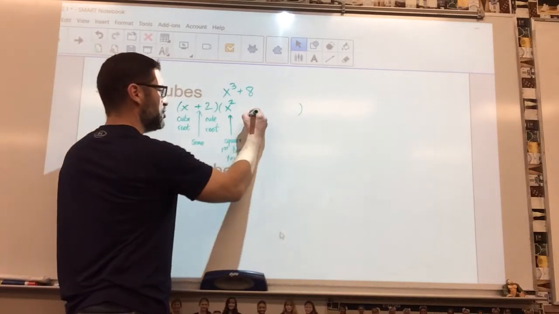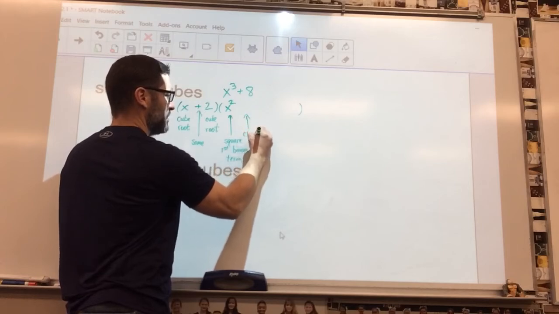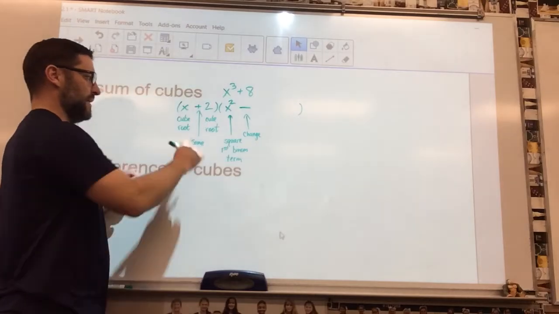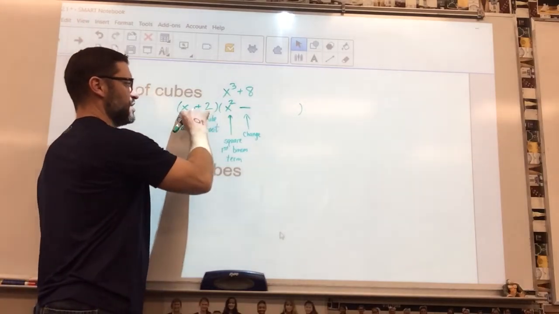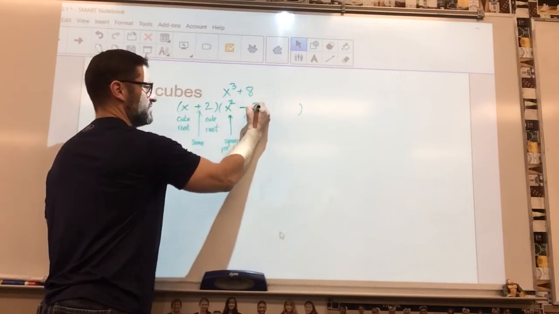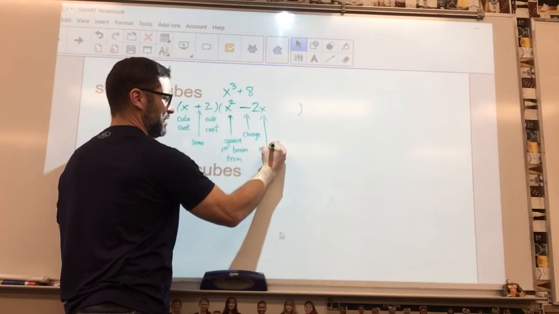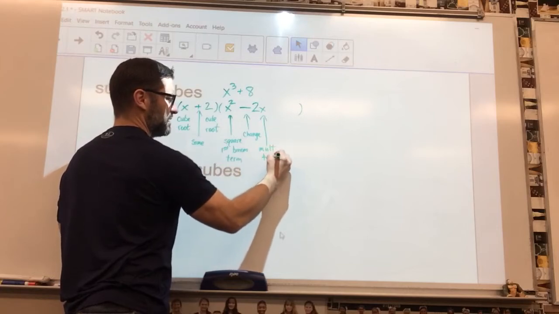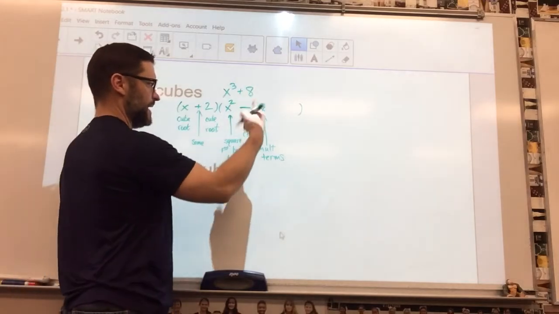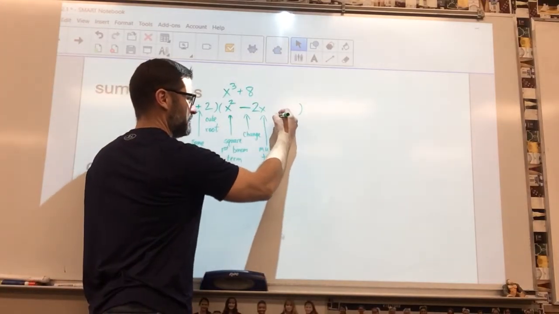You always change the sign on this term. So you change the sign, the plus becomes a minus, and then you multiply these two terms together and put it here. So you take 2 times x, and I get 2x. This is multiply terms. Okay, and we'll do a bunch of these, so don't worry if you're swimming right now.